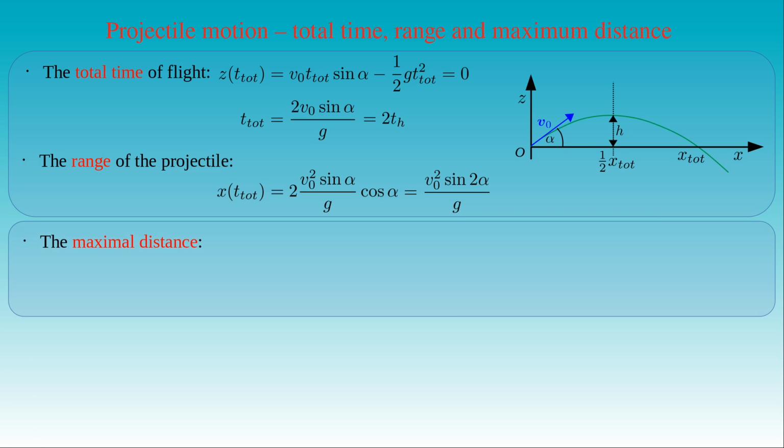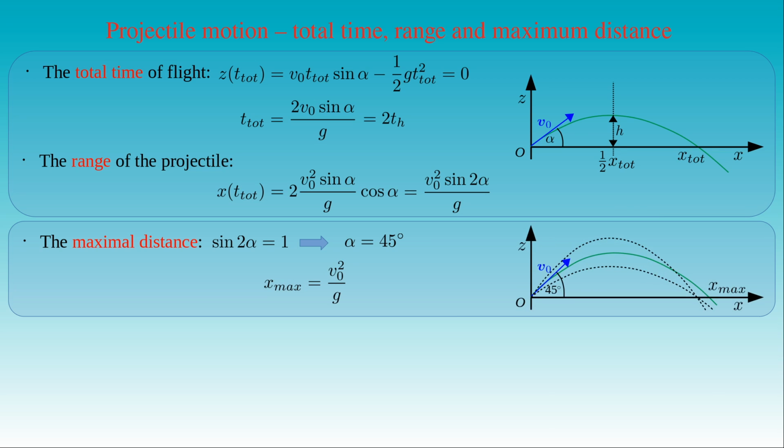For a given magnitude of the initial velocity v0, the projectile reaches the maximum distance if sine 2 alpha is maximal, that is, if sine 2 alpha is equal to 1. Then the angle alpha of the launch must be 45 degrees. In that case, the maximal distance is given by the ratio of v0 squared to g. If the angle of the launch is greater or smaller than 45 degrees, the range of the projectile will be smaller than the maximal distance for a given speed v0 of the launch.